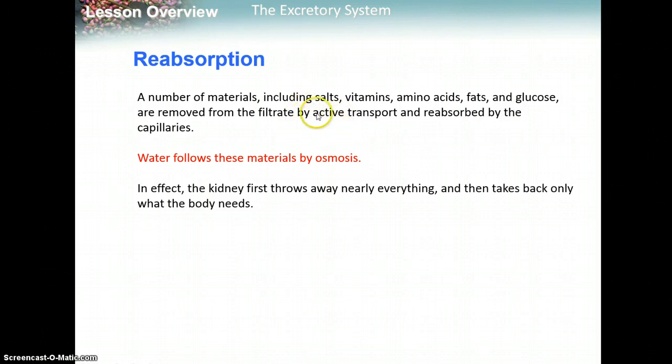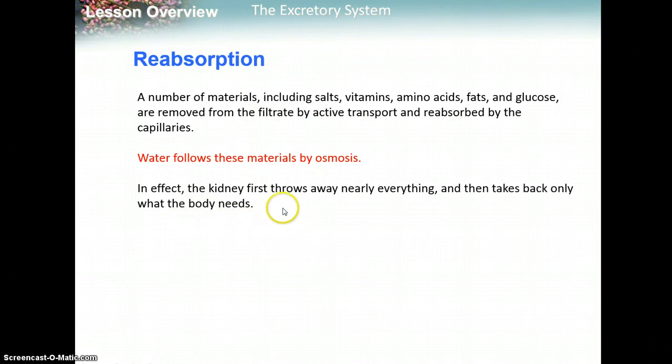What this will cause is a difference in concentration between the blood and the tubule in the kidney. So the blood will be more concentrated, so water from the tubule in the kidney will go through osmosis from the kidney into your blood. So that's how water gets reabsorbed, through osmosis, with this difference in concentration of these items that are removed and put back into the blood.